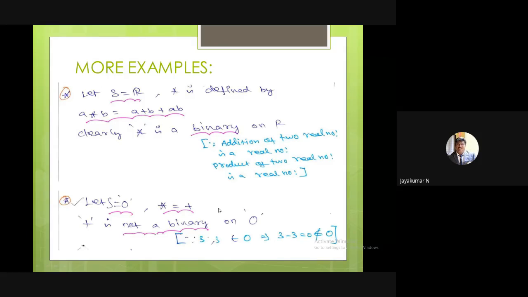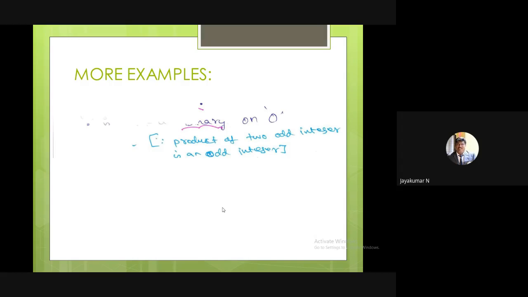In another example, choose 1, 3 belonging to O, that is nothing but the set of all odd integers. When you add them, 1 plus 3 becomes 4, which is an even integer and does not belong to the set of all odd integers. Then if you choose multiplication, that is binary, because the product of two odd integers is again an odd integer. So definitely in the set of odd integers, multiplication is binary.